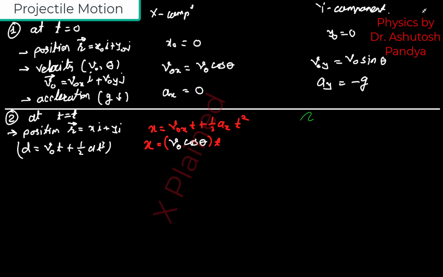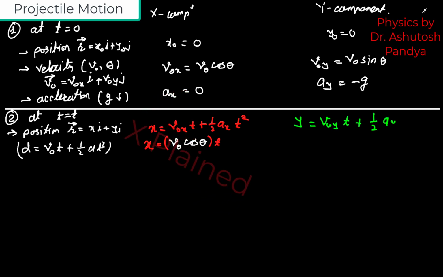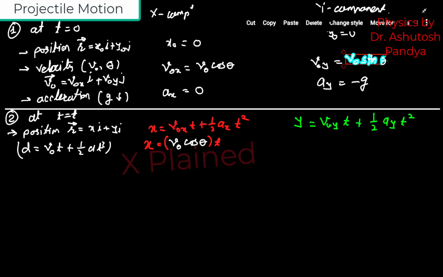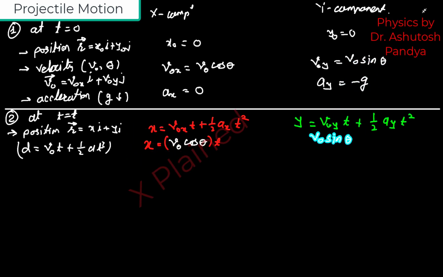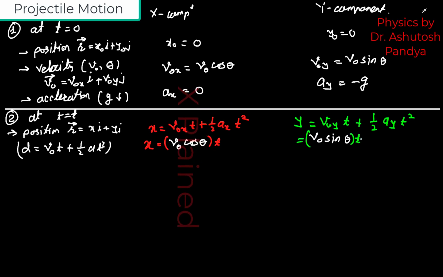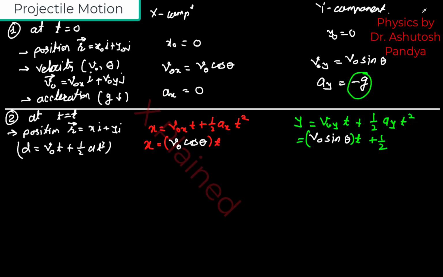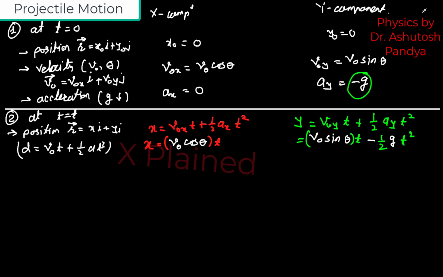Now similarly, let's try to obtain y. In this step, we need y component of velocity and y component of acceleration. Your y component of velocity is v0 sin theta. So we'll get v0 sin theta t as your first term and your acceleration is minus g. So this will become minus half g t square as the equation of y.